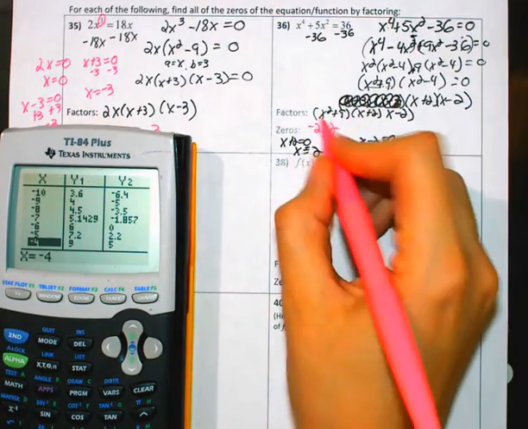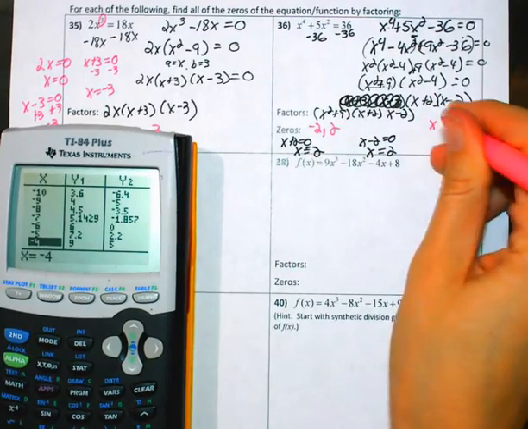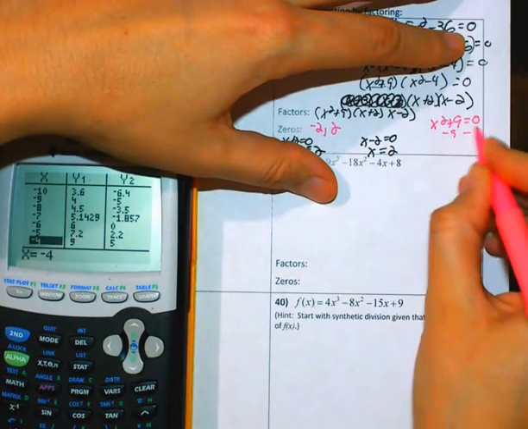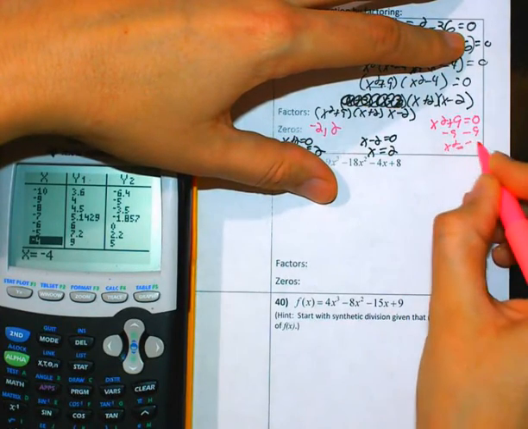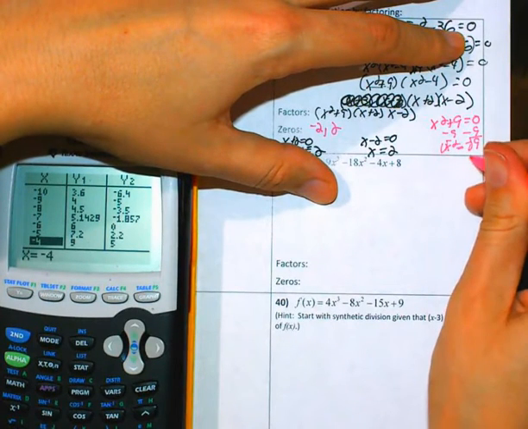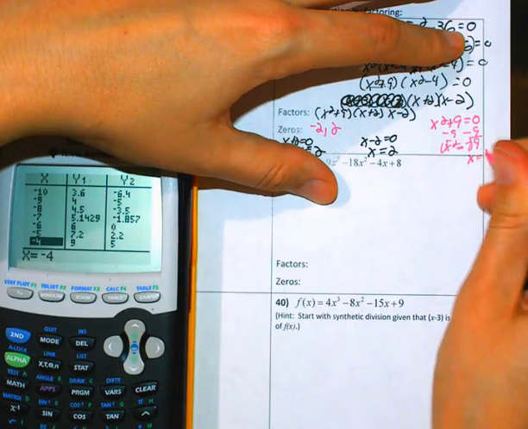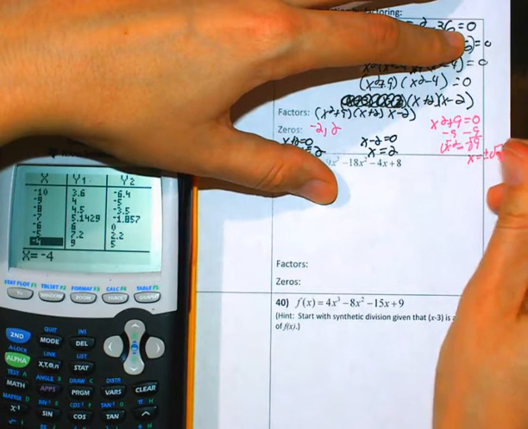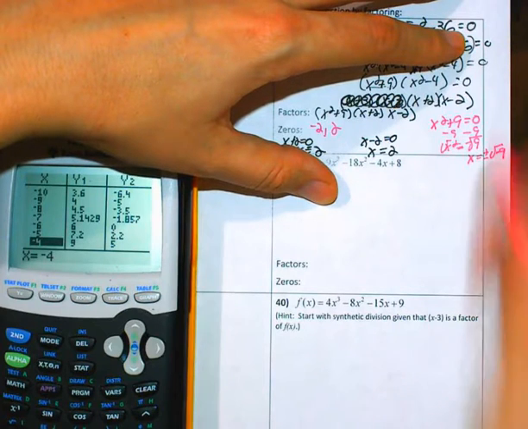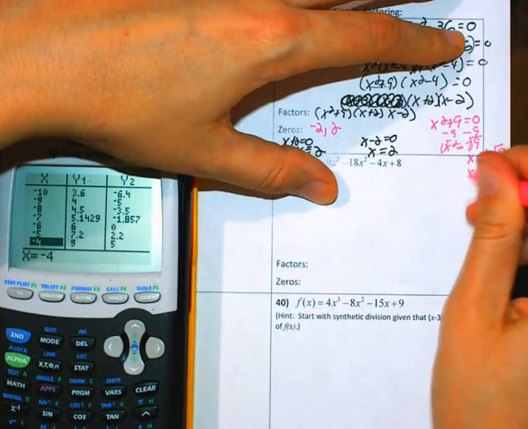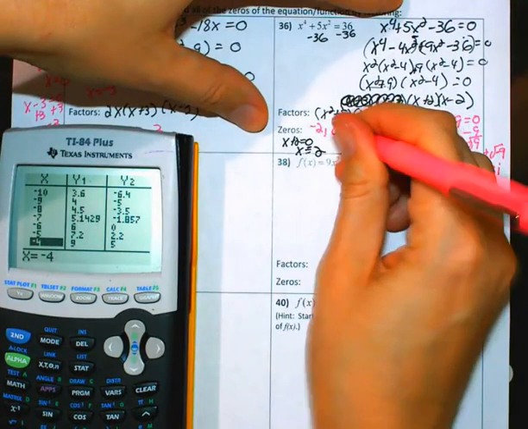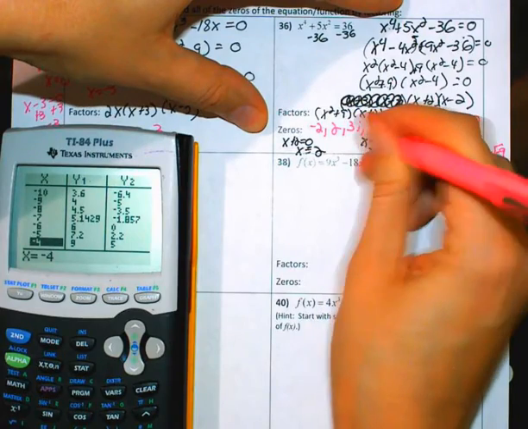Okay, but then we still need to look at this x squared plus 9 equals 0. I'm going to subtract 9 from both sides. x squared equals negative 9. Square root both sides. So that's going to give me x equals plus or minus the square root of negative 9. And we know that the square root of negative 9 is 3i, so x equals plus or minus 3i. So the other zeros are 3i and negative 3i.